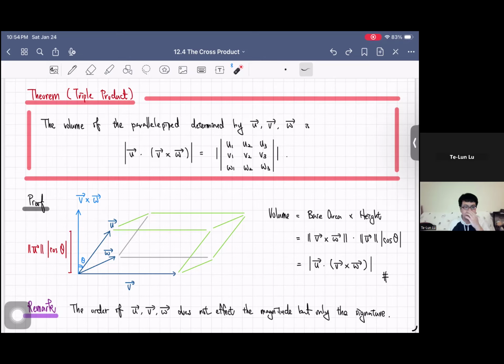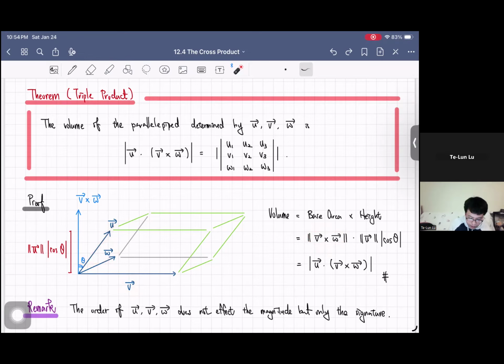Now, how do you compute this kind of volume? It is again just base times height, right? In this case, the base is not a segment, but an area. So first of all, what is the area? The area spanned by V and W is the absolute value of V cross W. That is exactly what we just learned in the previous proposition. What is the height?